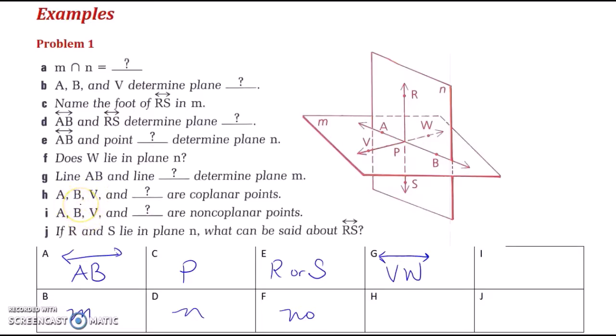H, A, B, and V. A, B, V, and what other point are coplanar? You could say P, but that's on the same line. I would choose W.